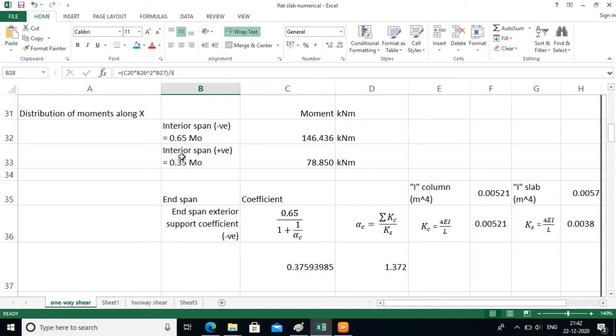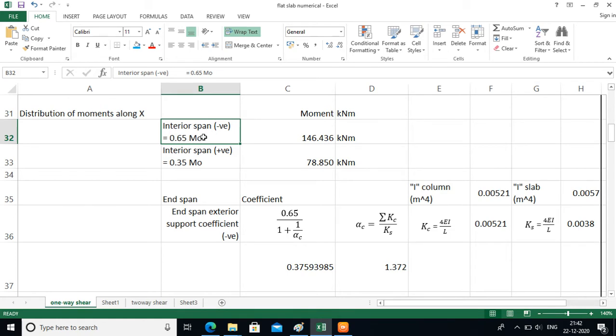So here, for the panel distribution of moment, we are going to consider 4 cases in total. First of all, the interior span. Suppose we have the interior span, how are we going to distribute the moment? For the interior span we have certain coefficients.